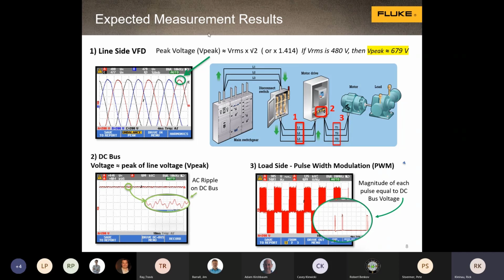So before we start talking details about making measurements, let's say, what should we expect to see, right? On the line side, the input to the drive here, where the big number 1 is, this is just power coming in. This is power in your plant. This is three-phase voltage, probably in the neighborhood of 480 volts. The exact level may not be that important, 460, 480, 485. Balance is important. That is, the measurement between each phase should be the same.